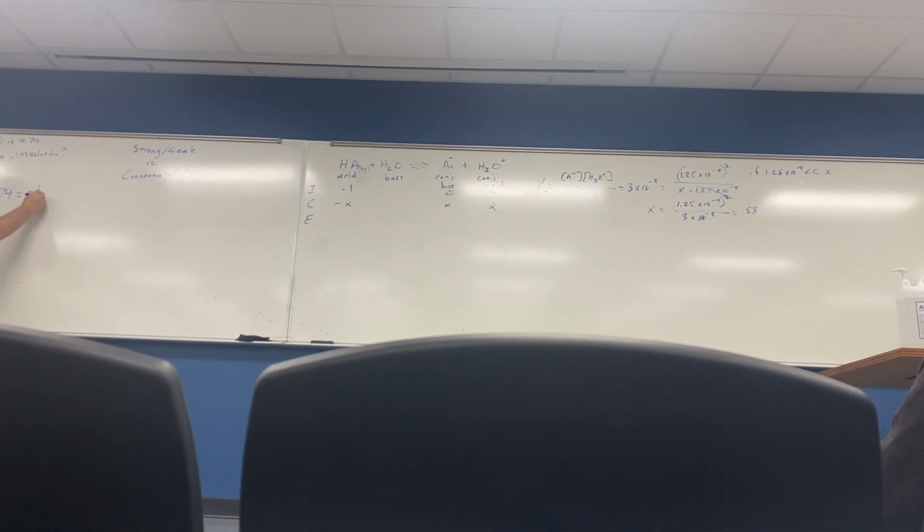4.74 equals minus log base 10 of the H3O plus. That's what pH means, right? Which means, get rid of the negative sign over there. How do you get rid of a log? Raise it to the power of its base, right? So 10 to the power on both sides cancels that. So the H3O plus is equal to 10 to the minus 4.74.